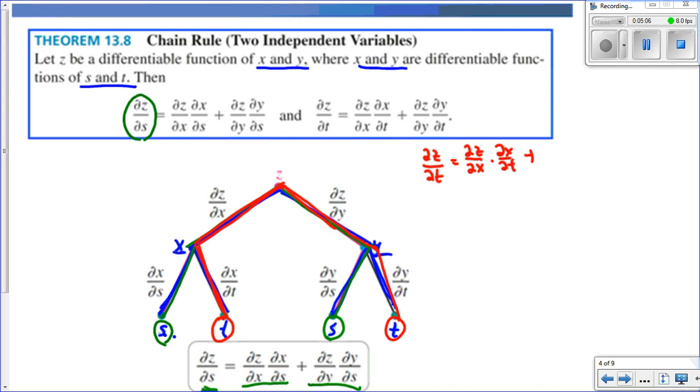And then the partial of z with respect to y times the partial of y with respect to t. And that's the chain rule, finding the derivative, the partial of z with respect to t. Since there were two independent variables, we'll have partials of z for each of those.